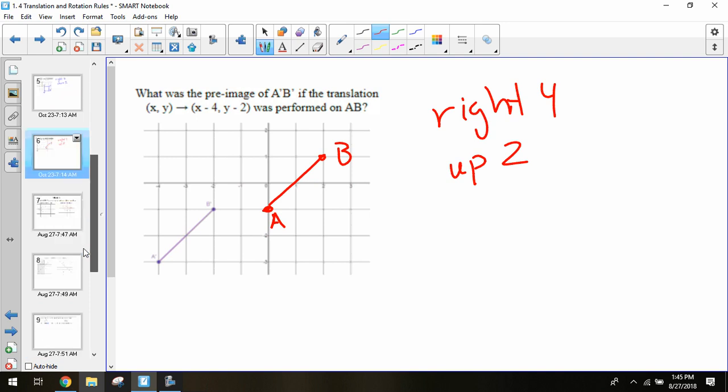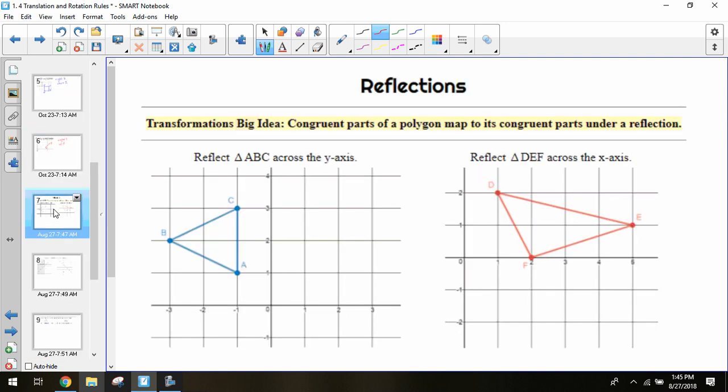So now we have a handle on translation. We're going to step it up a notch, and we're going to talk about reflections. So we're going to start reflecting something. Once again, transformations, big idea: congruent parts of polygons map to congruent parts under reflection. So just like translation, reflection keeps things the same.